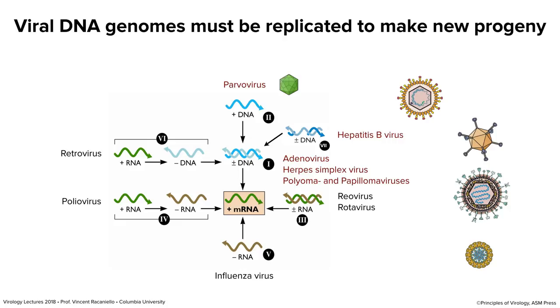So let's start with the Baltimore scheme. And here we have in the middle, of course, mRNA, and surrounding it the seven different classes of viral genomes. And today we're going to talk about viruses with DNA in the virus particle. So we're not going to talk about the retroviruses. We'll talk about those on Monday.